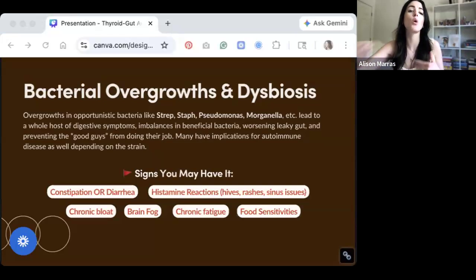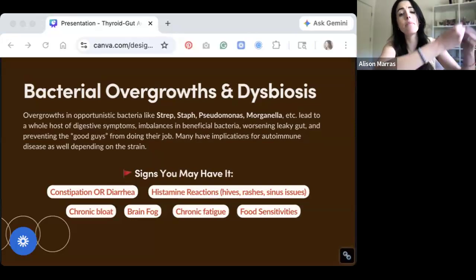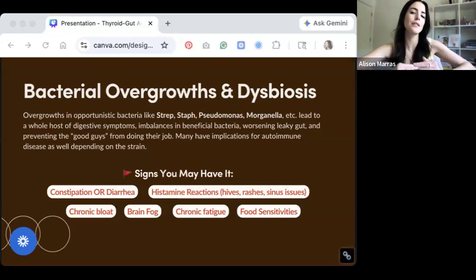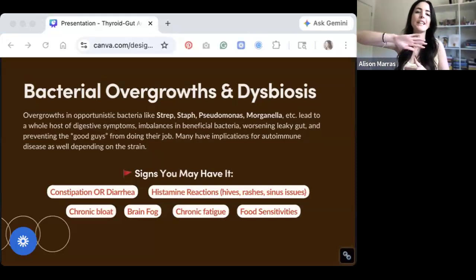And so this leads to a whole host of digestive symptoms, imbalances in the good and beneficial bacteria, worsening leaky gut, which leads to big food sensitivities and things like that. And again, preventing the good guys from just doing their job. So when they overgrow, they really take over. They take all the resources, the food, all the things, and kind of bully out the good guys. And the good guys do important things for us. They help us convert nutrients. They help us reduce inflammation. They help us with metabolism.